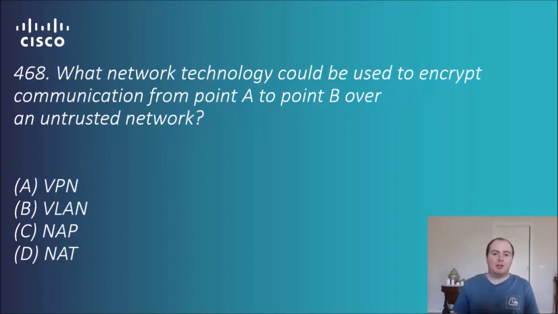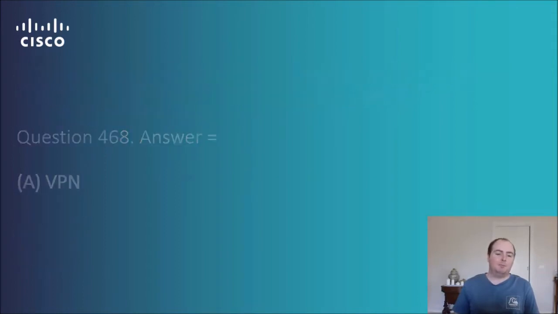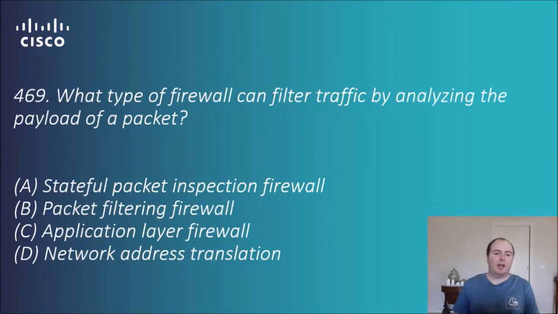468, what network technology could be used to encrypt communication from point A to point B over an untrusted network? So VPN, VLAN, NAP, and NAT. NAT's network address translation, that's kind of relevant. But VLAN's more internal. So, if you ever want to encrypt communication from point A to point B, you would use a VPN, a virtual private network. So normally organizations will either have their own VPN or there are plenty of VPNs available to ensure that things are a bit more secure.